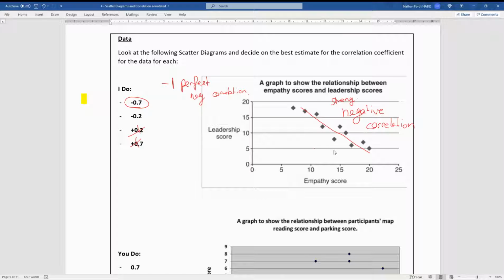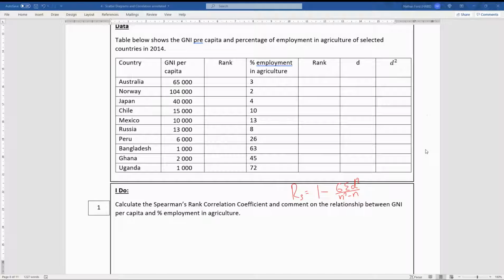and pause the video, and then I'm going to take you back and we're going to start doing some calculations. Now, I hope you've paused it and given a go at those other two there, taking a guess at what those would be. Now, here for our data, what we've got is the table shows GNI per capita and percentage of employment in agriculture of selected countries in 2014.